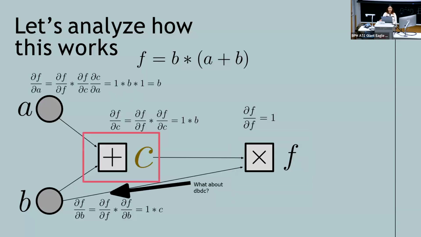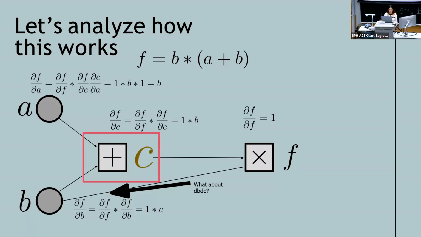After we calculate the gradient of f, we will move to the node c, and then we can see there are two paths here. One is the gradient of c with regards to a, and another is the gradient of c with regards to b. And we can use the same way, the chain rule, to calculate the gradient here.